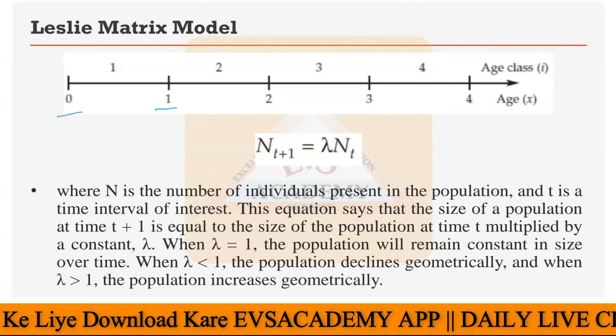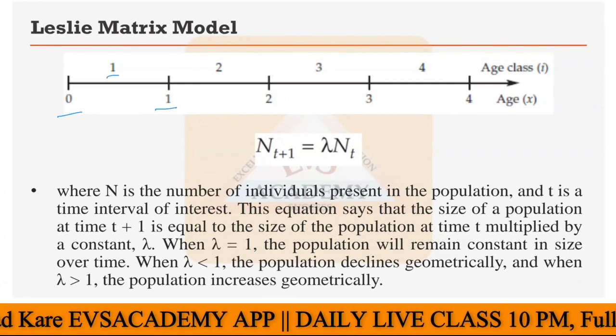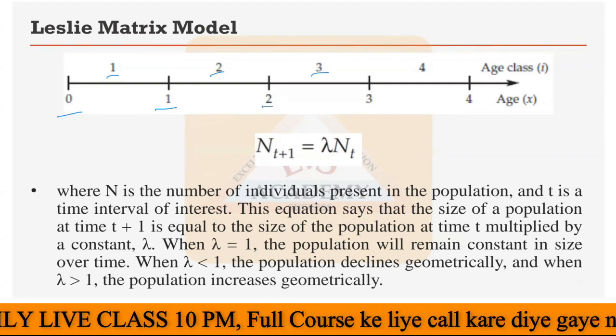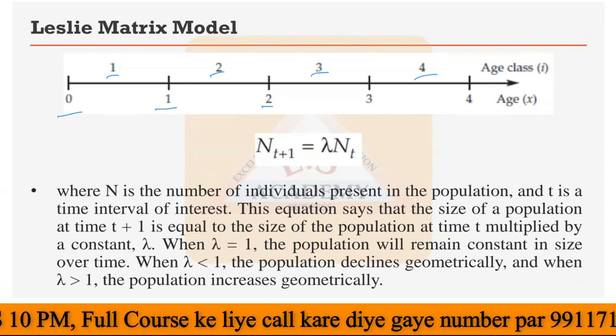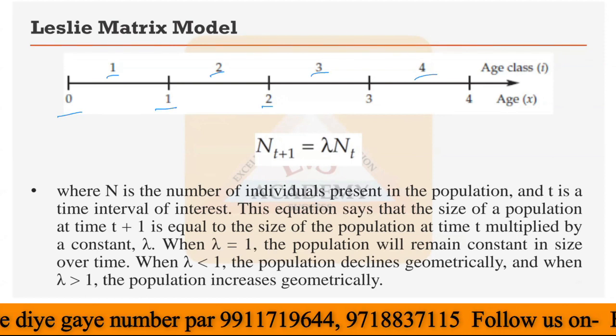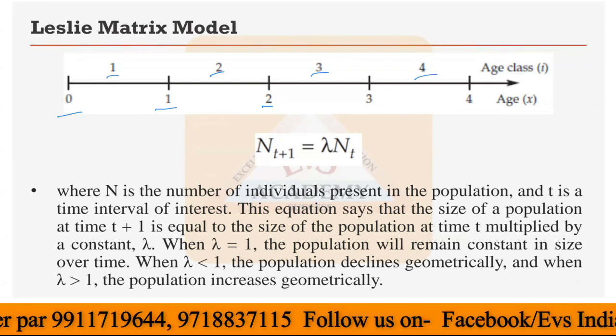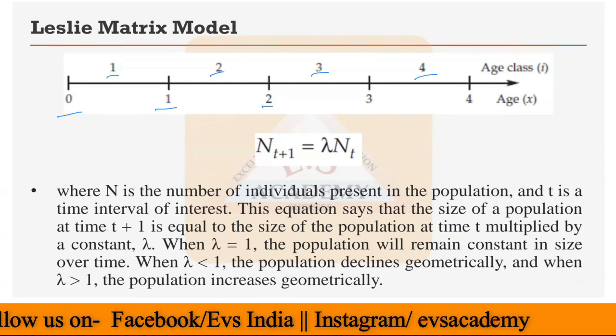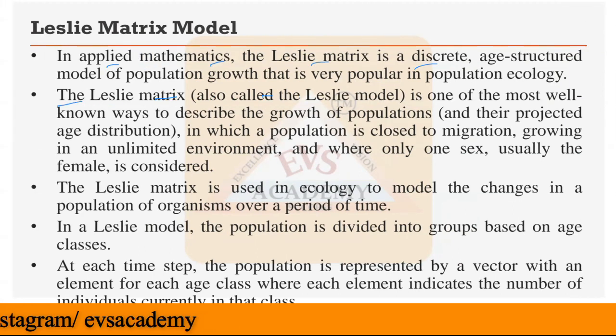In 0 to 1 age, how many individuals are there? One individual. In 1 to 2 age, there are two individuals. In 2 to 3 years of age, there are three individuals. In 3 to 4 years of age, there are four individuals. It is not possible that between 2 to 3, there are 3.5 individuals. It is not possible that between 3 to 4, there are 4.2 individuals, because the individuals would always be in whole numbers.